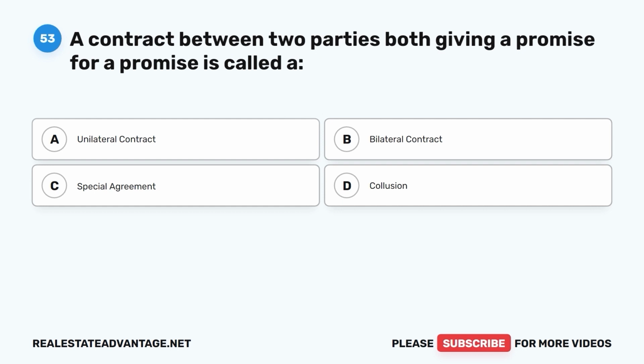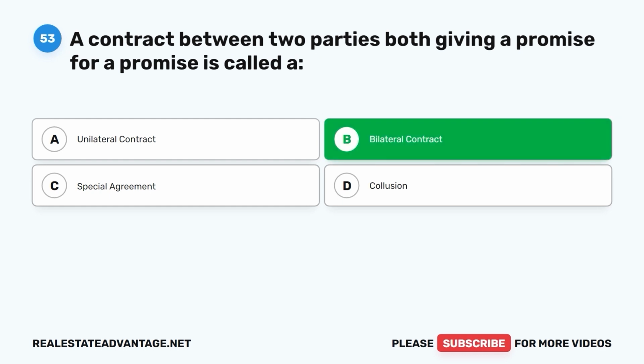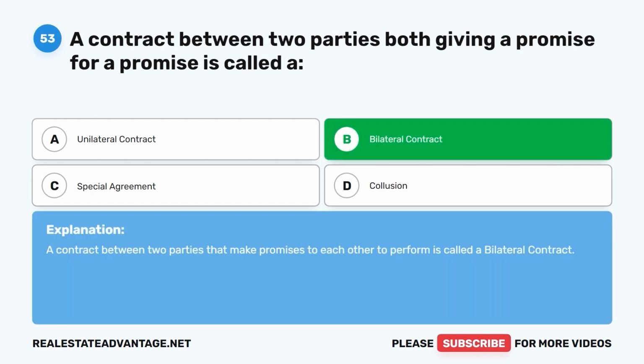Question 53. A contract between two parties both giving a promise for a promise is called: A. a unilateral contract, B. bilateral contract, C. special agreement, D. collusion. The correct answer is B. Bilateral contract. A contract between two parties that make promises to each other to perform is called a bilateral contract.